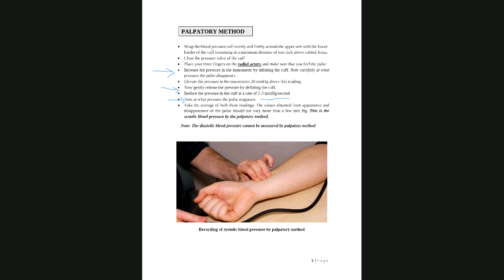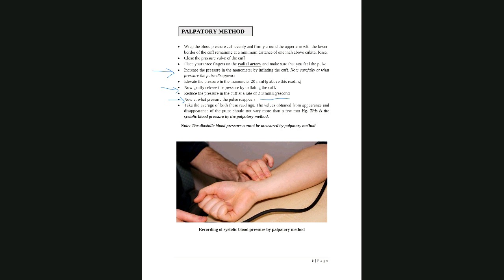If there is a slight variation, you need to just take the average between these two, and that will give you the systolic blood pressure. Now the question is why you need to do this 2 times. Say the first time I have done it and the pulse disappears, and immediately you can note it down. Why do you need to increase the pressure and come back again?